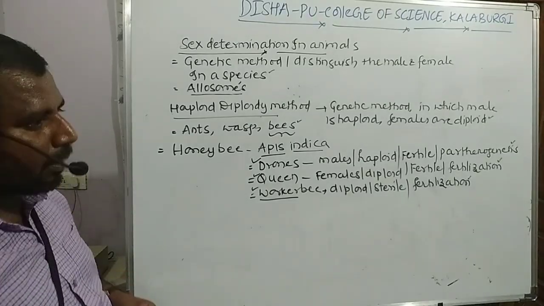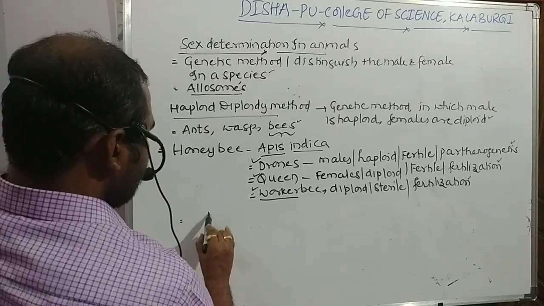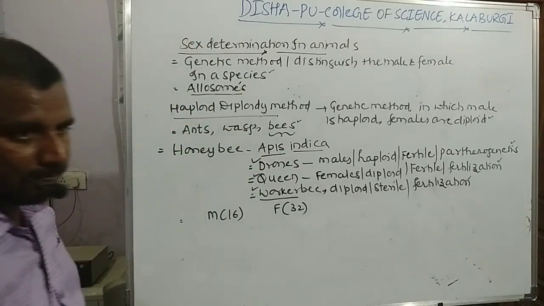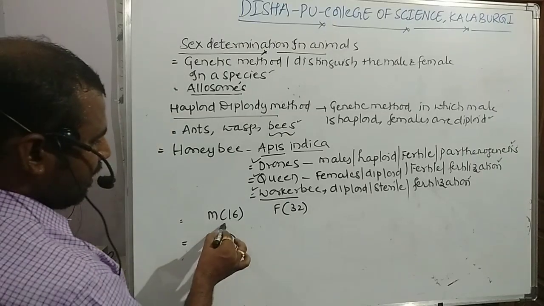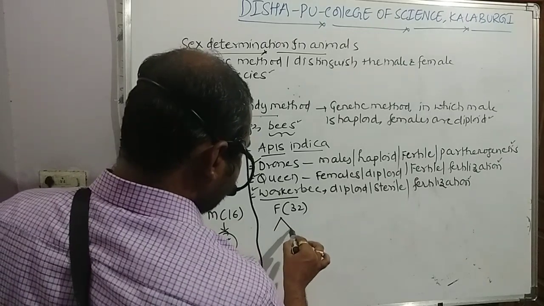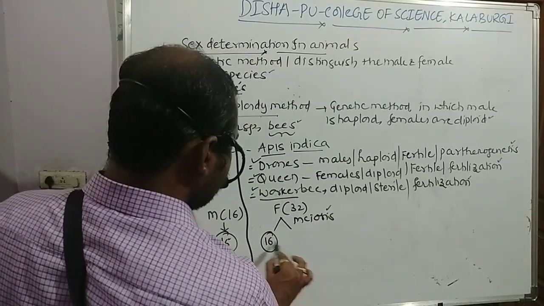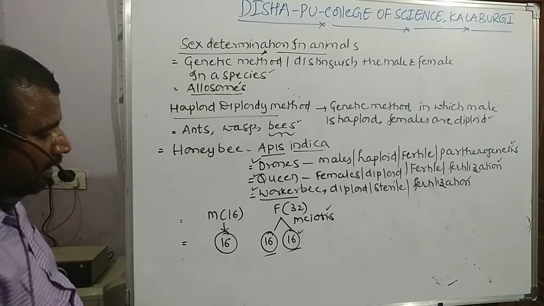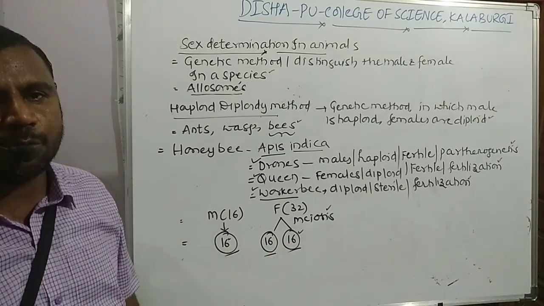Now, how does the genetic method work in the honeybee? It is the haploid diploidy method. The male has 16 chromosomes, and the female, the queen, has 32 chromosomes. The gametes have 16 chromosomes again, because in the male they are raised mitotically, and in the queen the gametes are raised by meiosis. Thereby 16 chromosomes here, 16 chromosomes there. One sperm will be formed with 16 chromosomes, raised by mitosis, and the eggs are raised by meiosis.